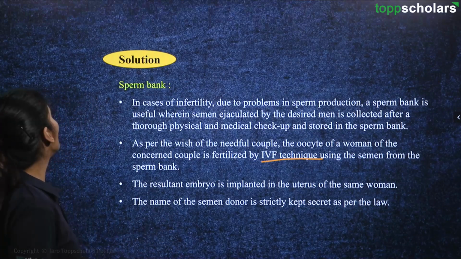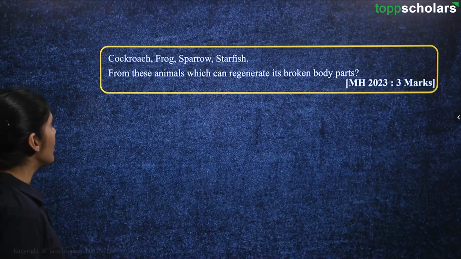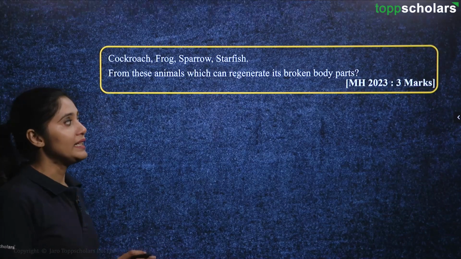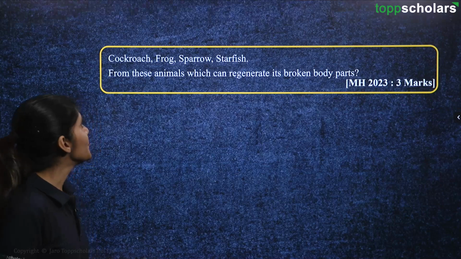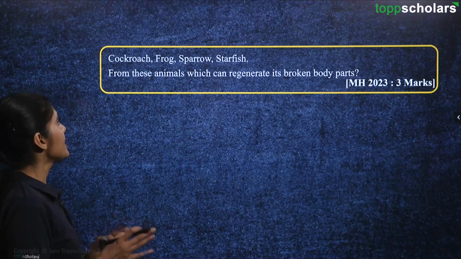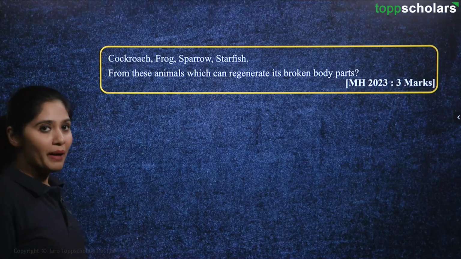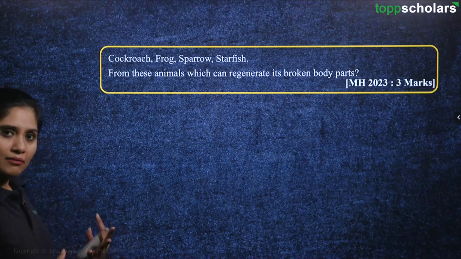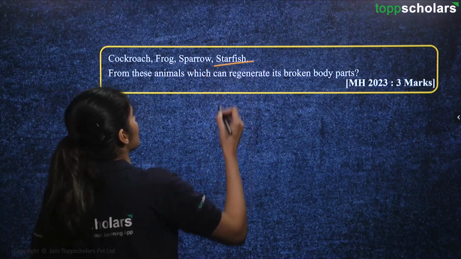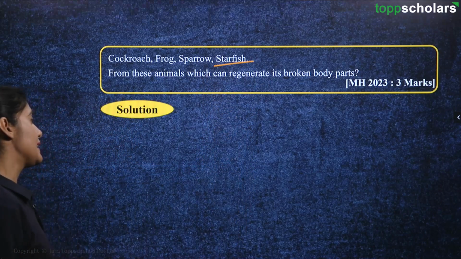Now, the next question that we are going to solve is this one from 23 that carries 3 marks. Cockroach, frog, sparrow, starfish. From these animals, which can regenerate its broken part? We have already guessed it, starfish. And why is that so? Let's see the solution.